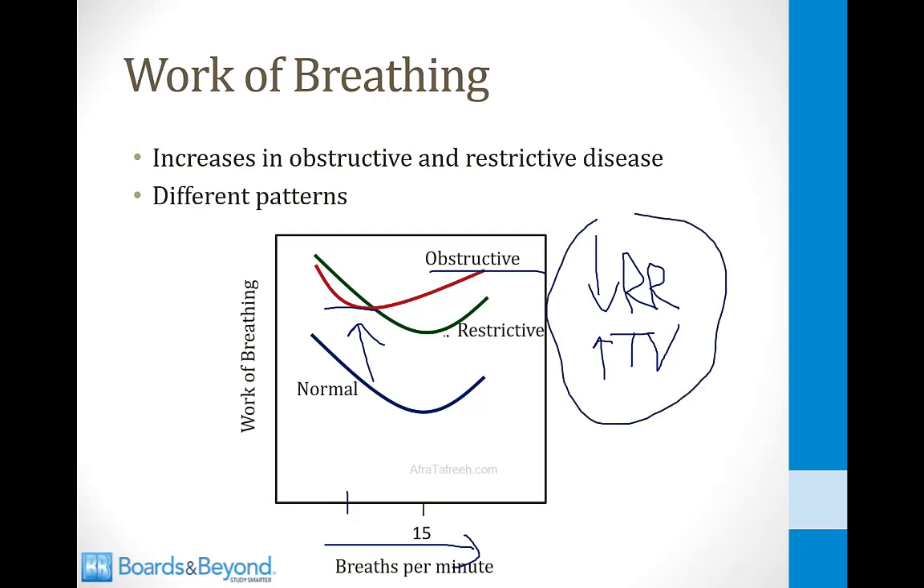And that's the opposite of patients with restrictive lung disease, who in order to minimize work of breathing like to breathe at a higher respiratory rate with a low tidal volume. Fast and shallow is their preferred way of breathing. And that concludes our video on pulmonary function testing.